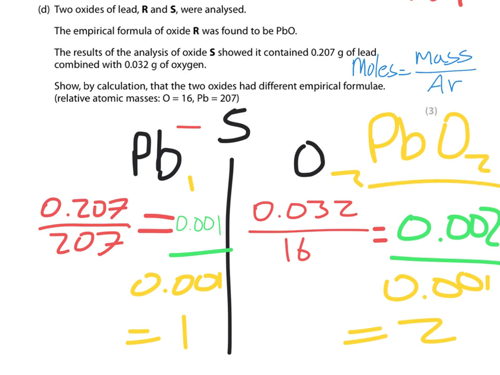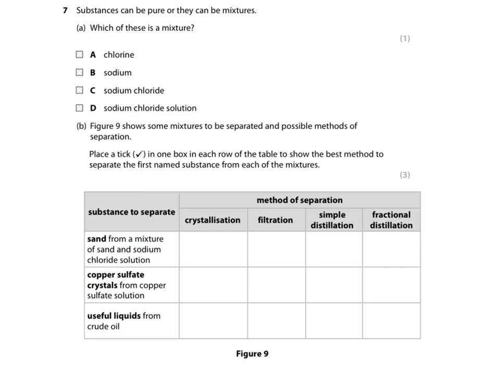So we've now proved that it's different to the other oxide of lead, R. The other oxide was 1 lead and 1 oxygen, whereas S, this oxide of lead, is 1 lead and 2 oxygens. This question says substances can be pure or they can be mixtures. Which of these substances is a mixture?